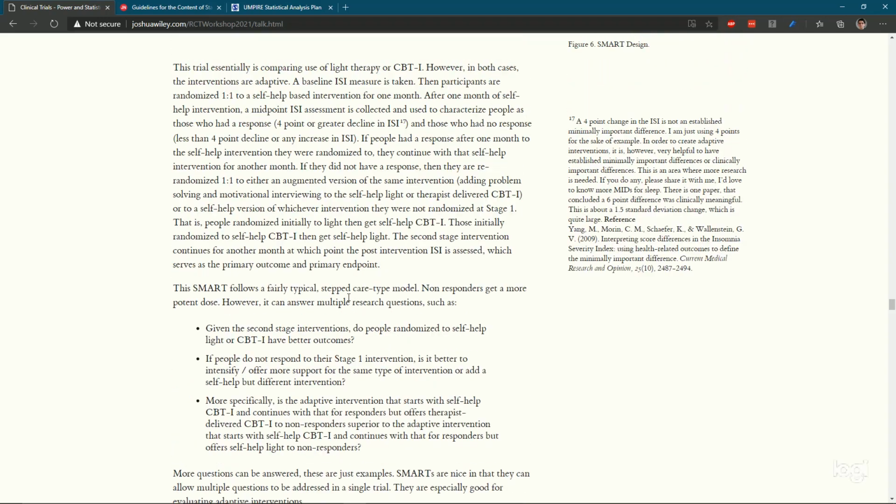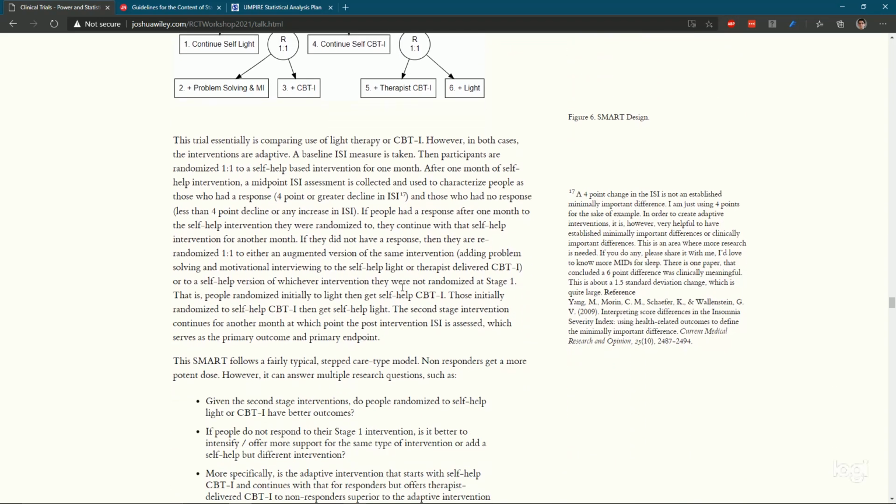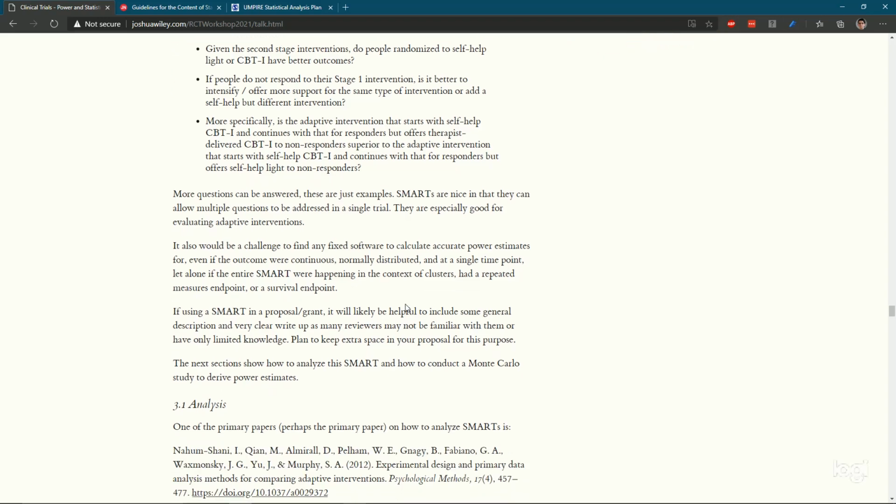There are more questions that could be answered because there are other adaptive interventions nested in here, and we could make comparisons between starting with light and adaptive interventions that start with CBTI, etc. So these SMARTs are nice in that they allow multiple questions to be addressed in a single trial, oftentimes many more than just a 2-arm trial allows, and they're especially good for evaluating adaptive intervention stepped care type models and trying to figure out which of multiple possible stepped care models is actually optimal.